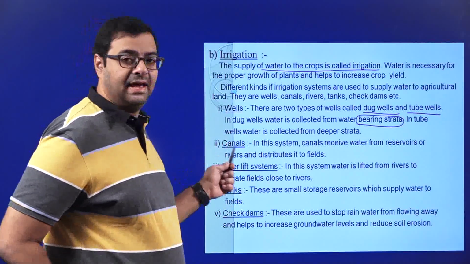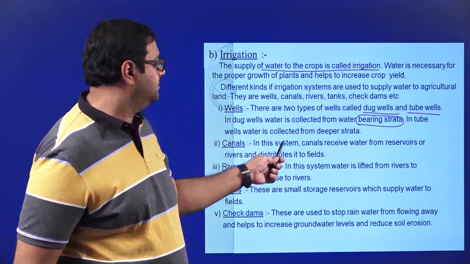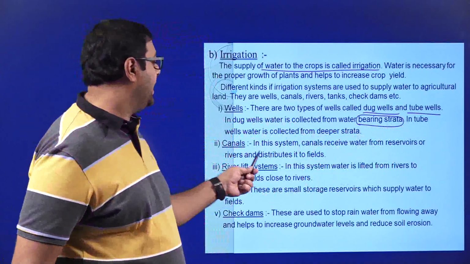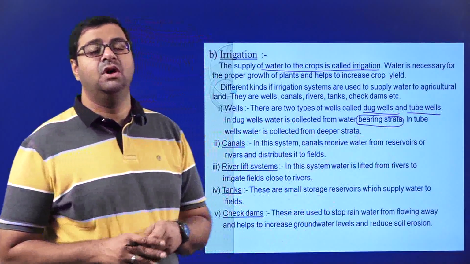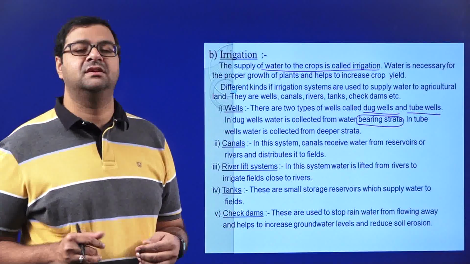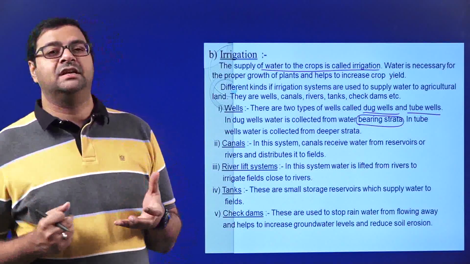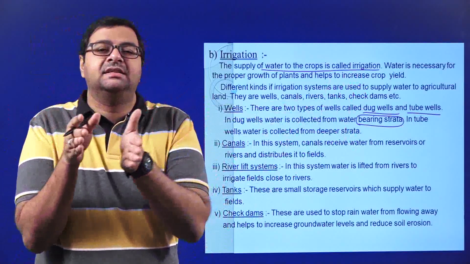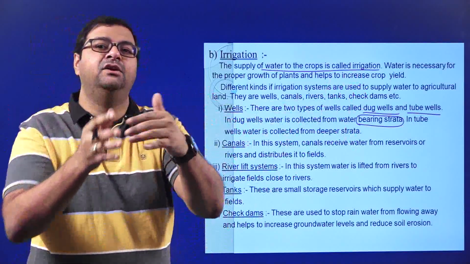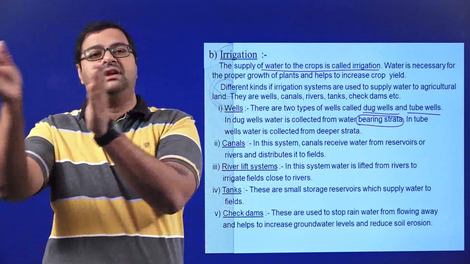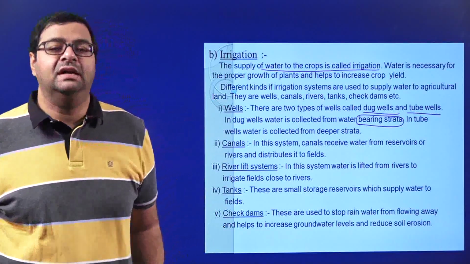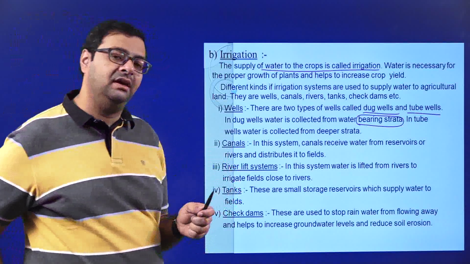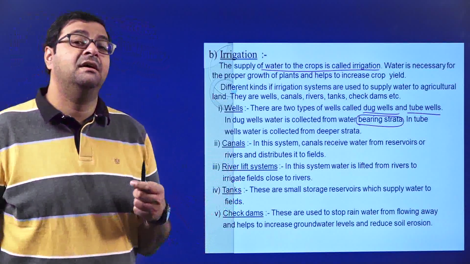Then you have canals. In this system, canals receive water from reservoirs or rivers and distribute it into the fields. So you might have seen when we are going to our villages, if we have dams next to it, you can see some canal flowing. That canal is getting directed into smaller canals, and those smaller canals are directed to the fields. Because of that, the crop yield can be increased. So irrigation also plays a major role.